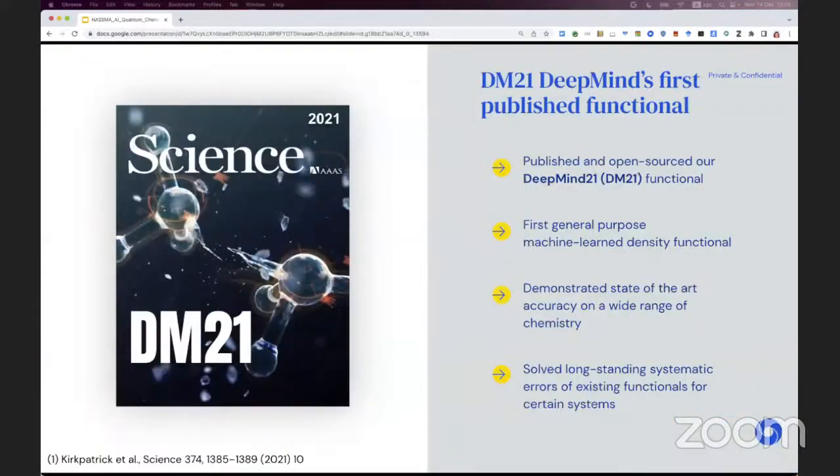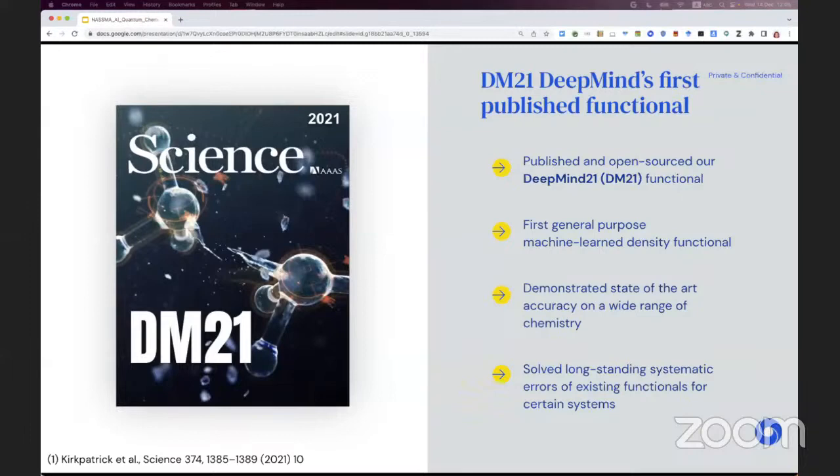Last year, in December 2021, we published and open sourced our first machine learned density functional, which we call DeepMind 21. And this functional was important. First, it was the first general purpose machine learned functional. There had been other efforts outside of DeepMind, but this is the first machine learned functional that you can apply to most general quantum chemical systems, not to all quantum chemical systems. But it was relevant for two things.